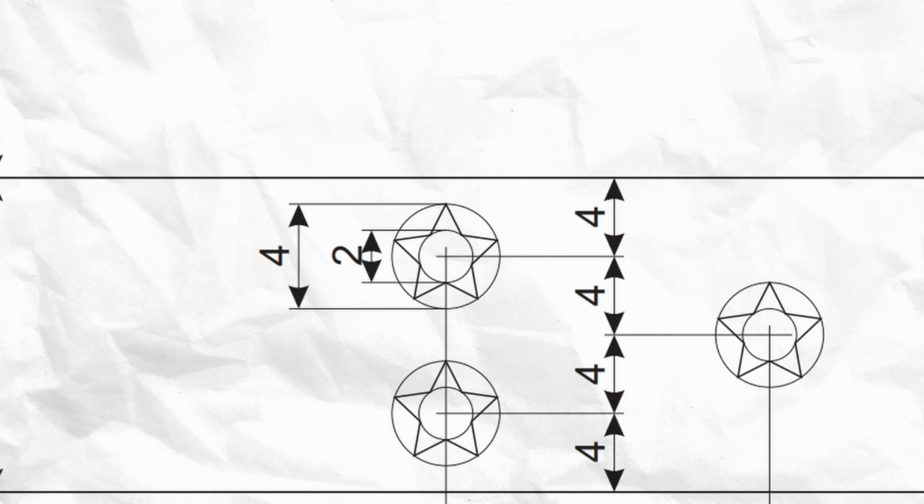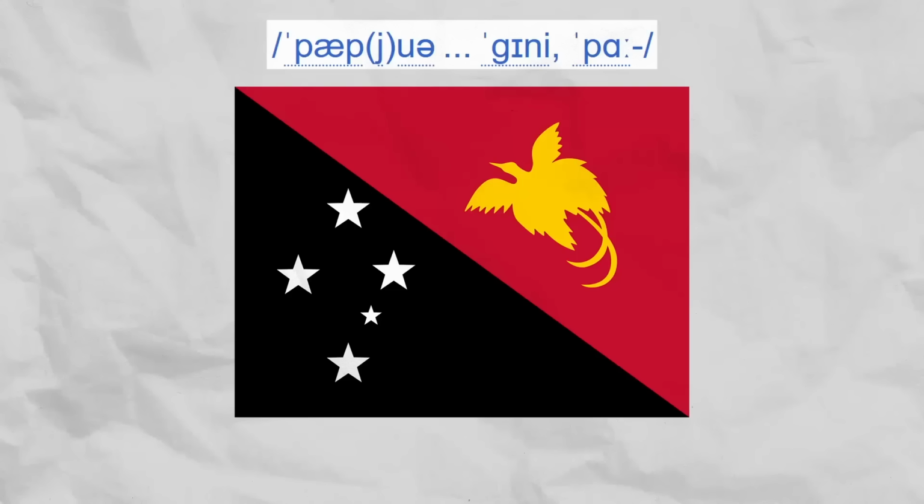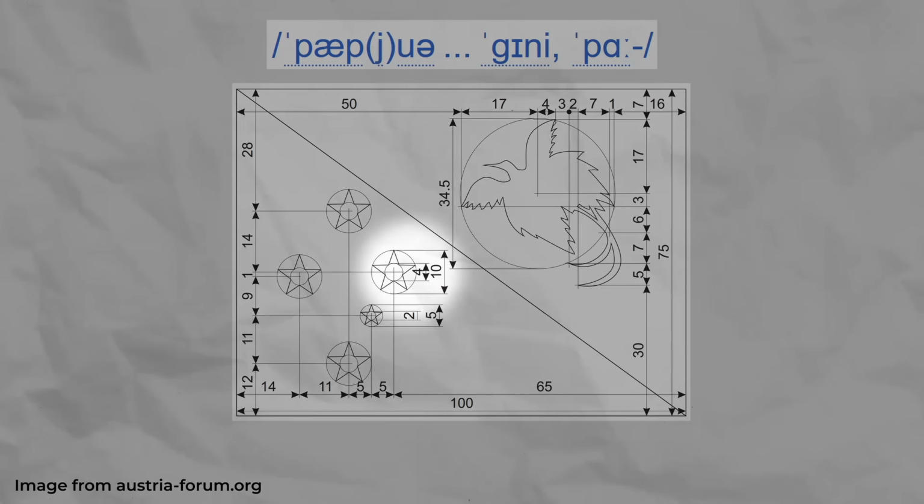This exercise doesn't really matter for Honduras because this construction sheet was unofficial, but the flag of Papua New Guinea officially has these swelled up stars. So Papua New Guinea is constructible thanks to that exercise.